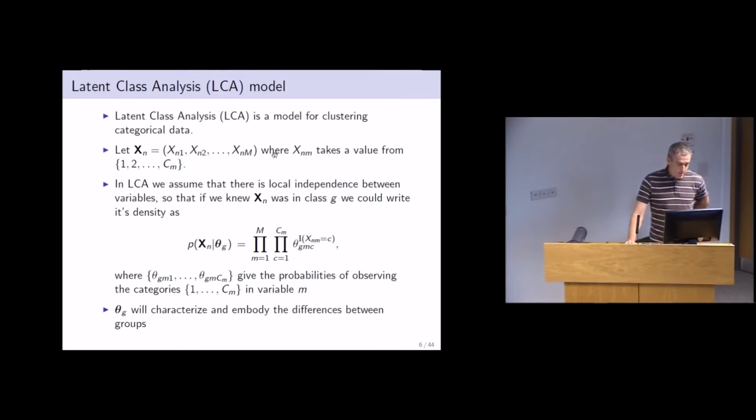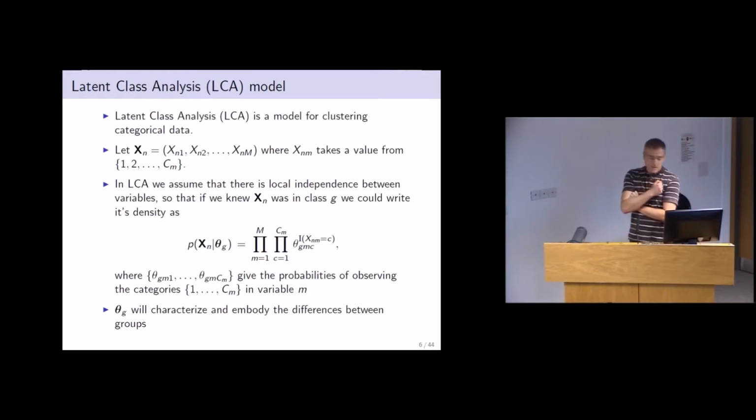So for each subject, we have M categorical variables. And basically what we do is we assume that once we know what group somebody comes from, the M categorical variables are just independent multinomial random variables. If you think of it as a data generation process, once you know what group an observation comes from, the variables are independent of each other. And this is called the local independence assumption.